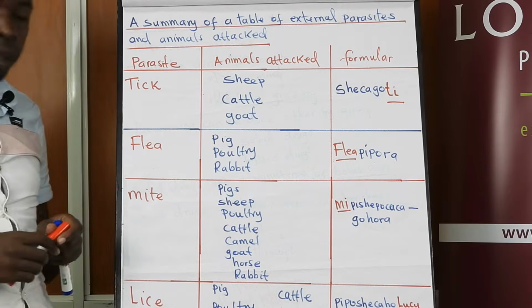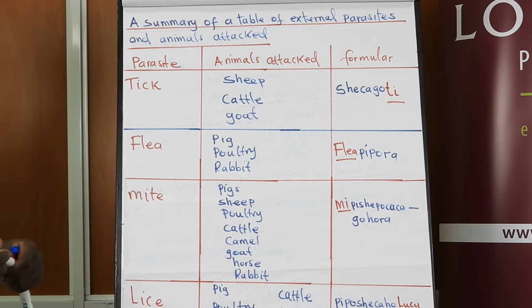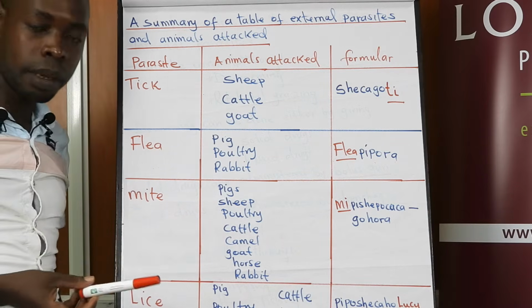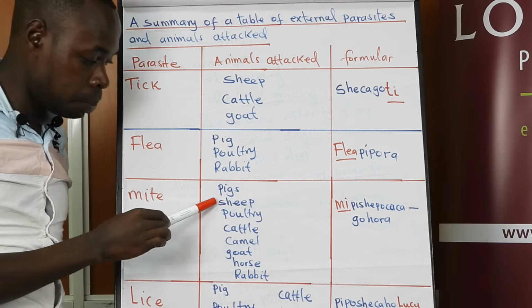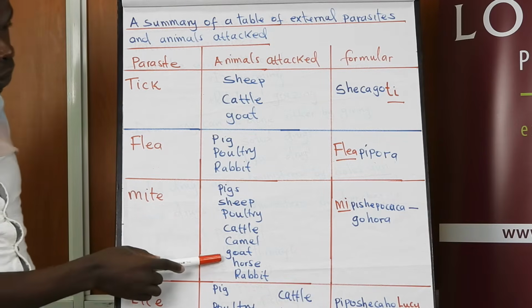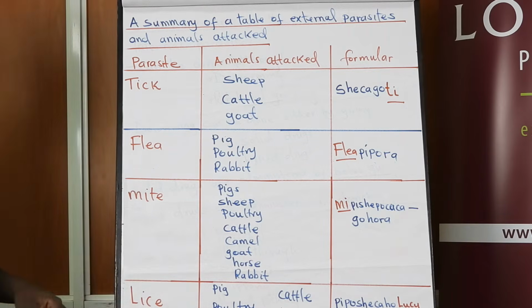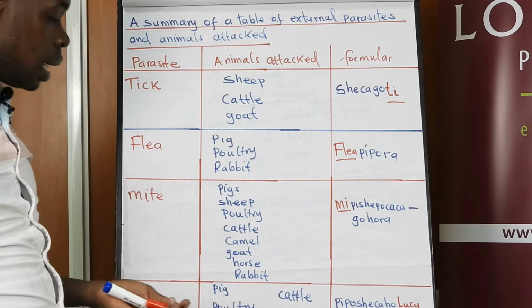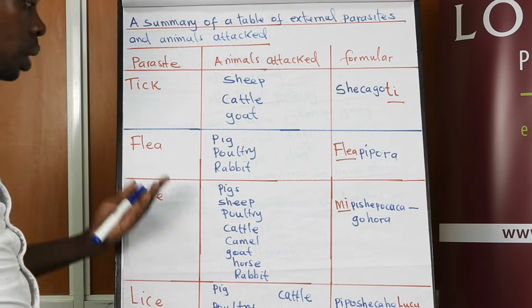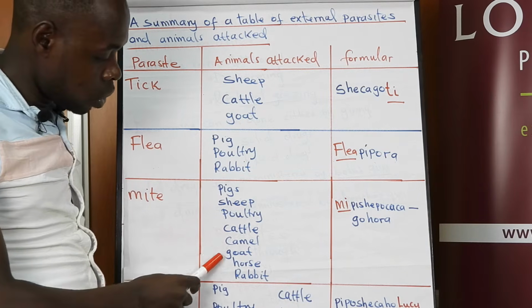The third external parasite is mite. And the animals attacked by mite are pigs, sheep, poultry, cattle, camel, goat, horse and rabbit. Mite attacks all the 8 domestic animals that we mentioned prior. That is pig, sheep, poultry, cattle, camel, goat, horse, and rabbit.